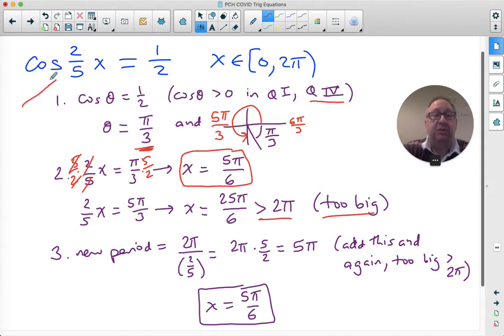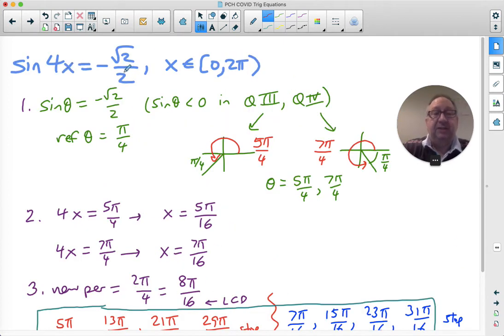Remember, when the coefficient here is less than 1, that means that it's a stretch. The reverse happens. Instead of one solution, this graph stretches out to a point where we may actually lose original solutions because they stretch outside of the original 0 to 2 pi. In this case, that's what happened. 5 pi over 6, that's it.